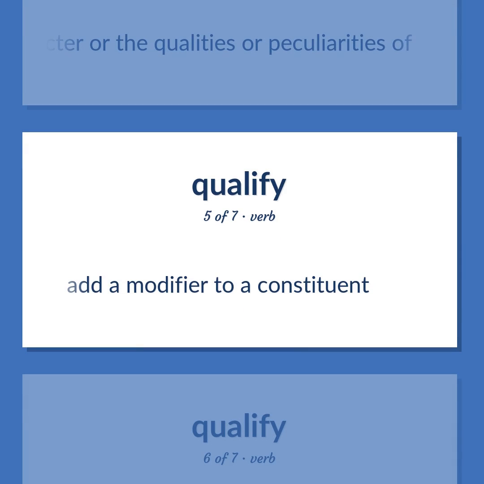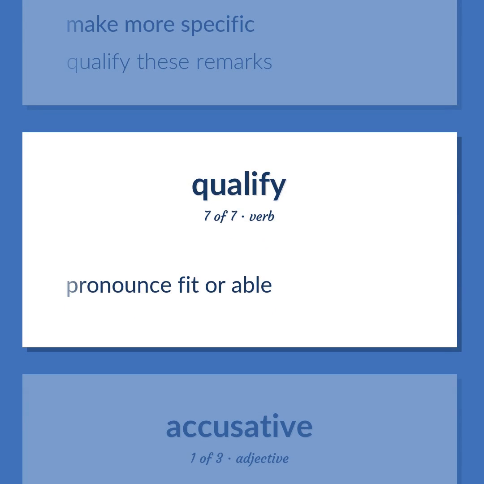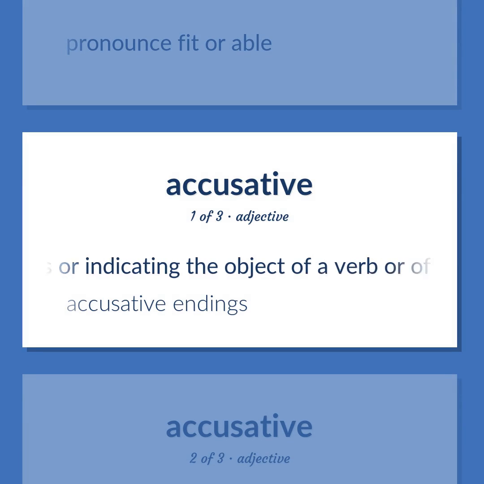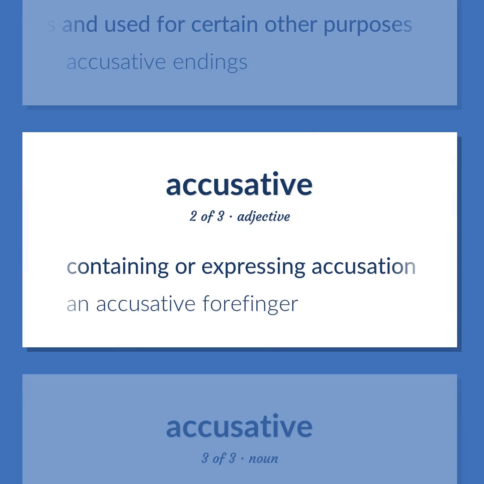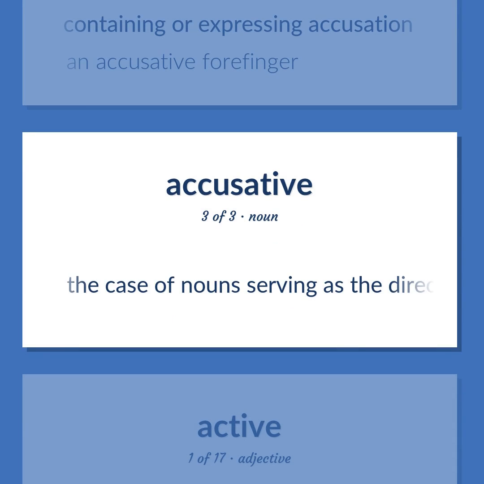Add a modifier to a constituent. Make more specific. Qualify these remarks. Pronounce fit or able. Serving as or indicating the object of a verb or of certain prepositions and used for certain other purposes. Accusative endings. Containing or expressing accusation. An accusative forefinger. The case of nouns serving as the direct object of a verb.